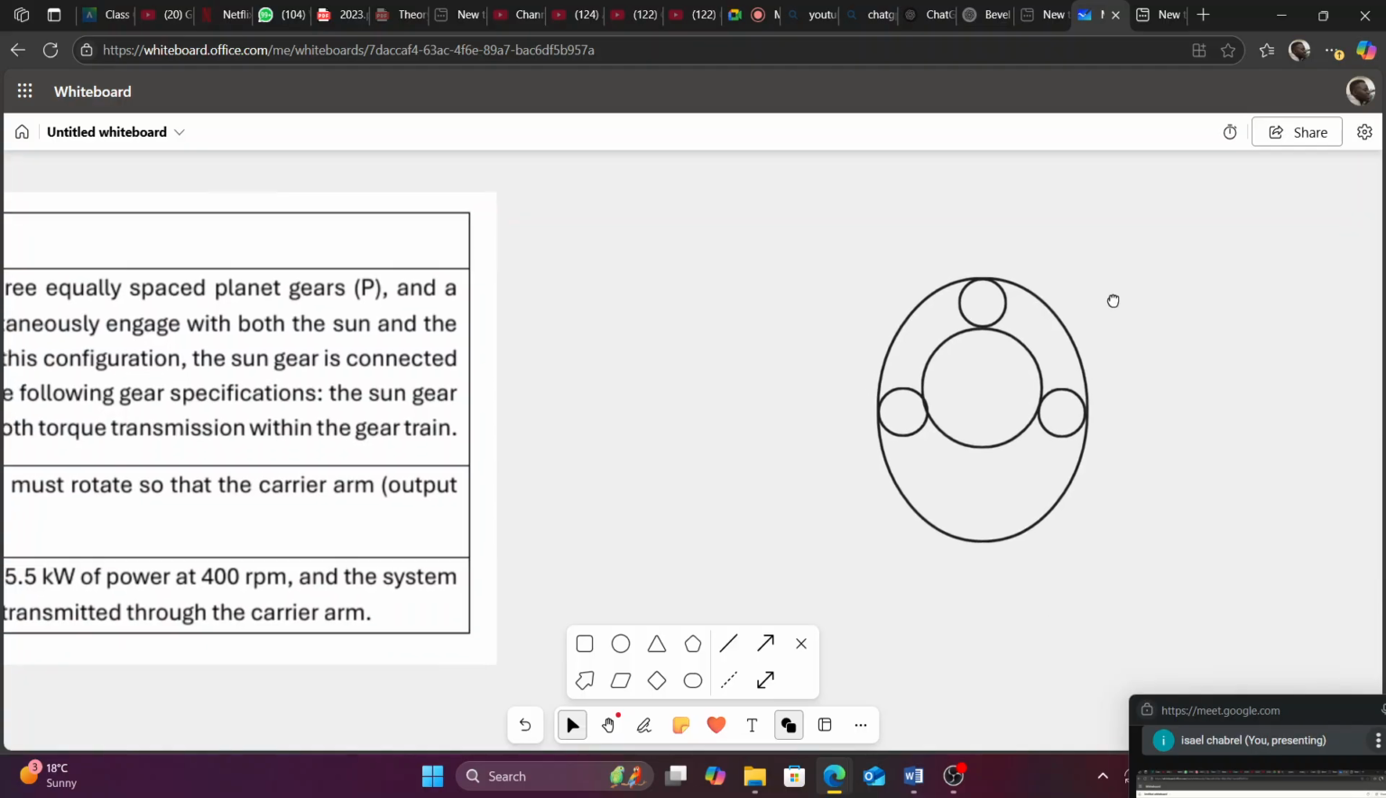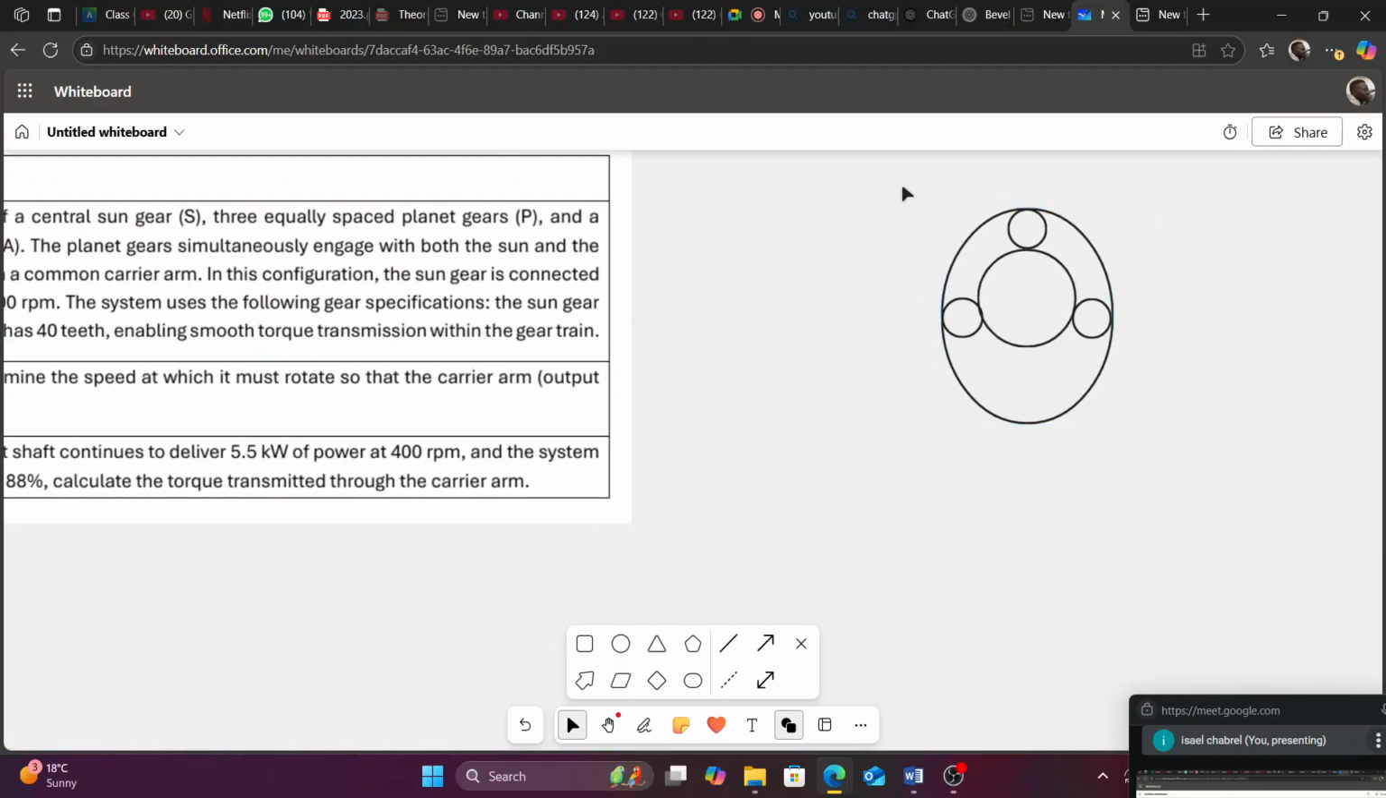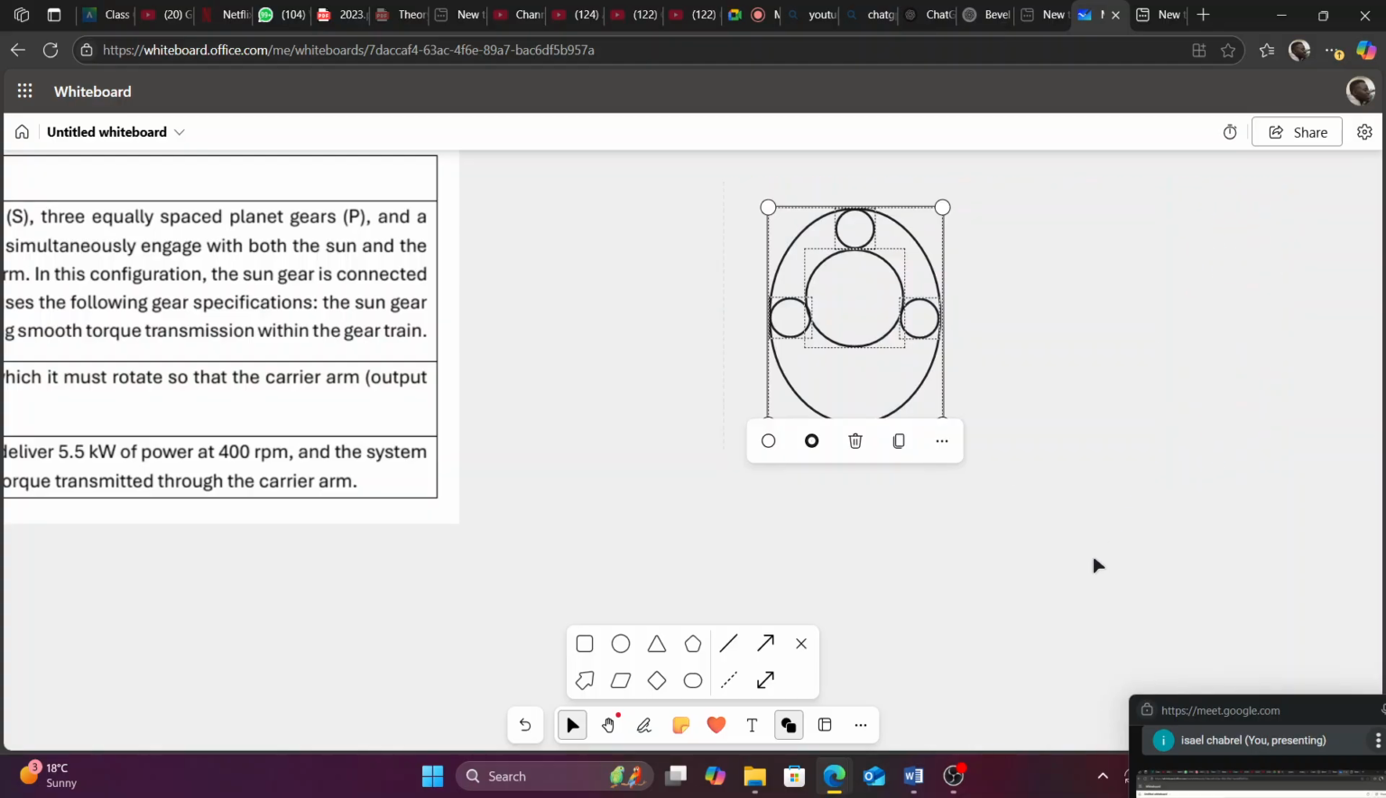We won't judge. Okay, guys, this is literally what is here. But let me see if I can group them. Control G. That doesn't work.